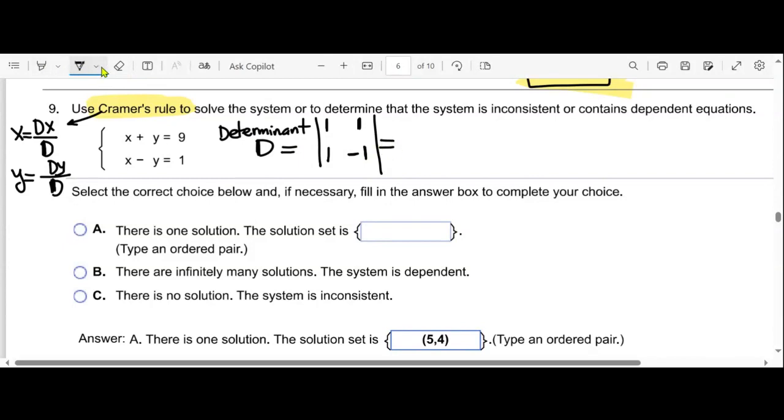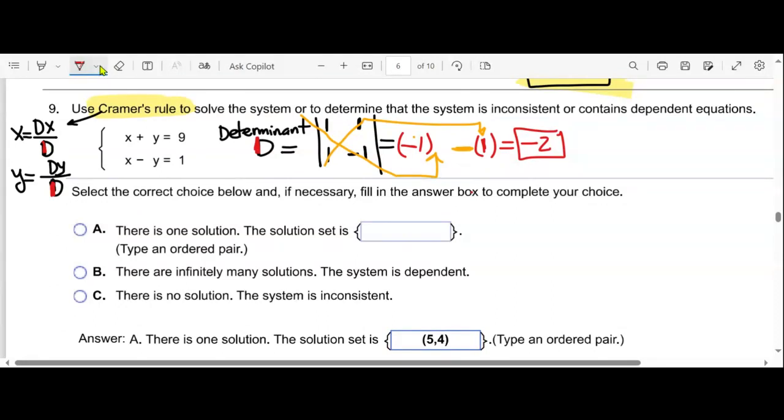So what's the determinant here? Who can tell me? What should I do? Diagonal, right? Like this. Cross, and between them, subtraction. Okay, so let's do the answer here. 1 times negative 1, negative 1. 1 times 1, 1. So what's your answer? Negative 2. So you get the determinant, which in this case is going to be negative 2. I need to get dx.